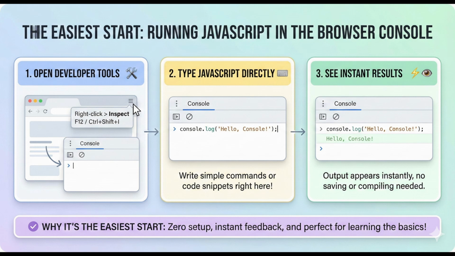JavaScript works by executing instructions and showing results, and console.log is the simplest way to see what your code is doing. Now let's see how JavaScript works inside a web page.